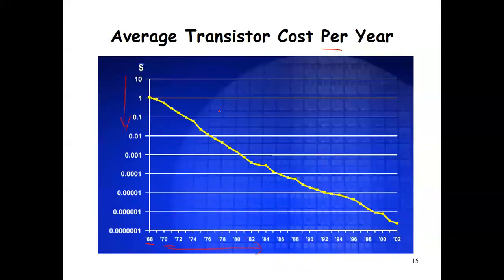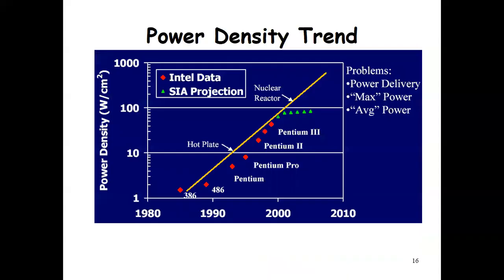Similarly, this diagram shows the cost. The cost of a transistor in 1968 is close to $1, whereas in 1974 it is close to $0.1, and so on and so forth. So the transistor cost is also decreasing at a greater rate.